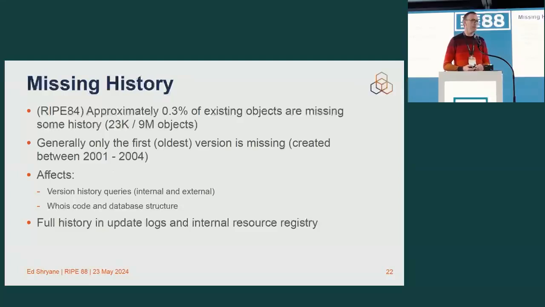Missing history, something I mentioned before, but it bears repeating. We have some gaps in our database that we'd like to fix. It affects old data, and it affects version history queries. Our internal staff stumble over this because the version history can be broken. External users don't have the full picture of old data. Also, it affects Whois code because we need workarounds, and database structure is affected. There are gaps, so we want to fix this.